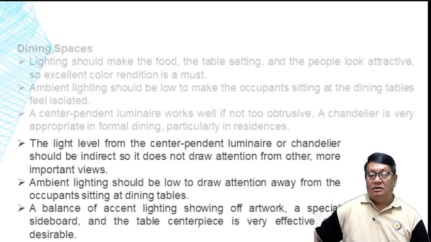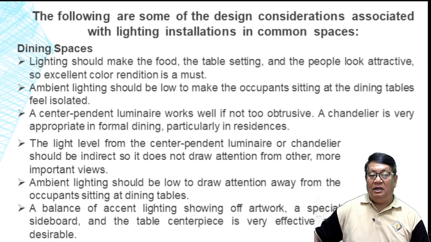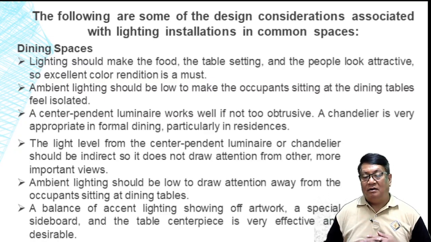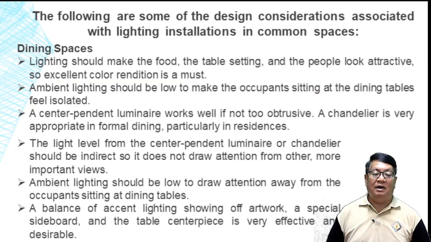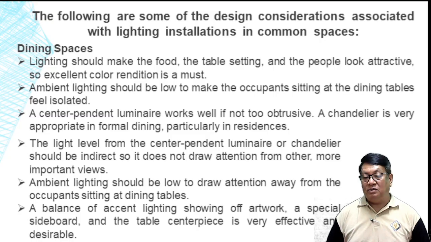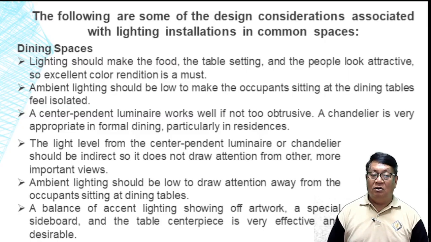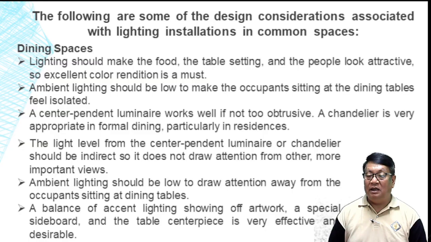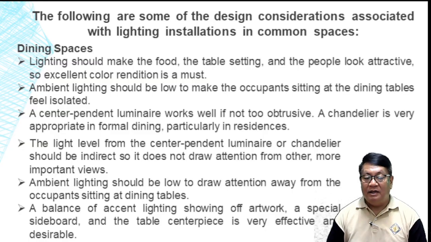Okay, so what else? We have the dining spaces. This is the place where we eat our food, our snacks, and so on and so forth. In dining spaces, lighting should make the food, table seating, and the people look attractive. Excellent color rendition is a must. Ambient lighting should also be considered. Dining tables can feel isolated.